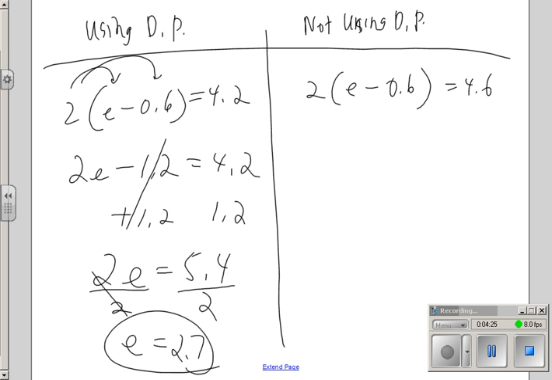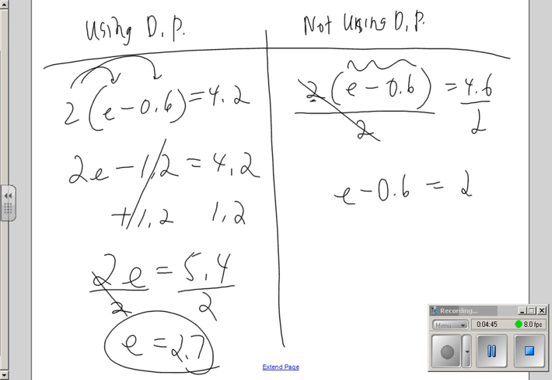But over here, it can be even easier. If I acknowledge that this is e minus 0.6 and I doubled it, by dividing it by 2, I only have 1 e, take away 0.6. And, oh, don't forget to do it to both sides, Mr. McDonald. Oopsie daisy. I end up with 2.3. I add 0.6 to both sides. And I end up with e equals, look at that, a different number.